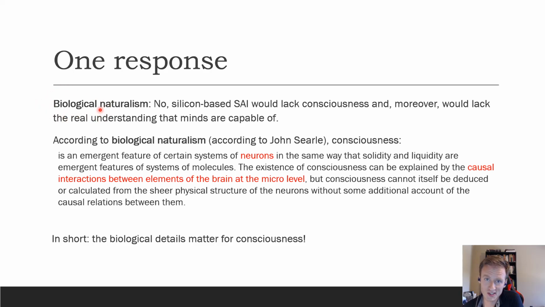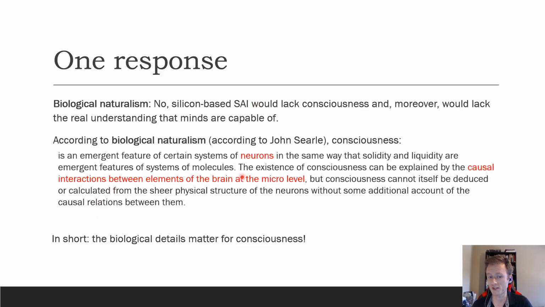Biological systems are the only systems that could be conscious. That's the view of biological naturalism, which says that silicon-based AI would lack consciousness and would also lack any real understanding that minds are capable of. According to biological naturalism, and John Searle is the famous proponent of this view, consciousness is an emergent feature of certain systems of neurons in the same way that solidity and liquidity are emergent features of systems of molecules. The existence of consciousness can be explained by the causal interactions between elements of the brain at the micro level, but consciousness cannot itself be deduced or calculated from the sheer physical structure of neurons without some additional account of the causal relations between them.